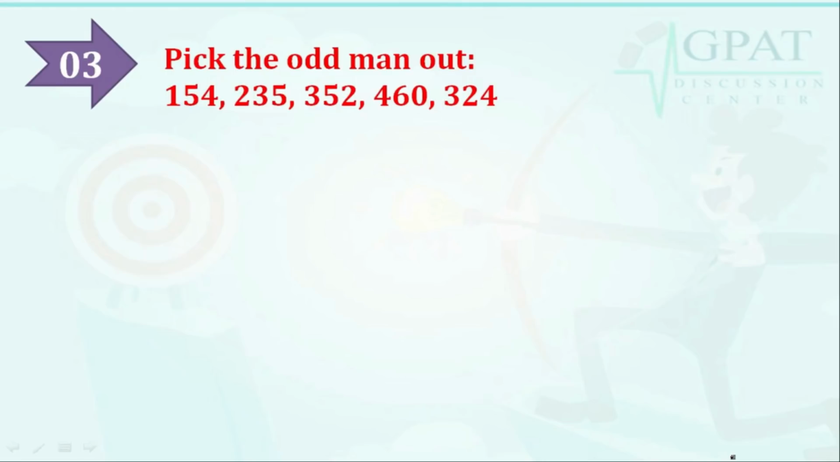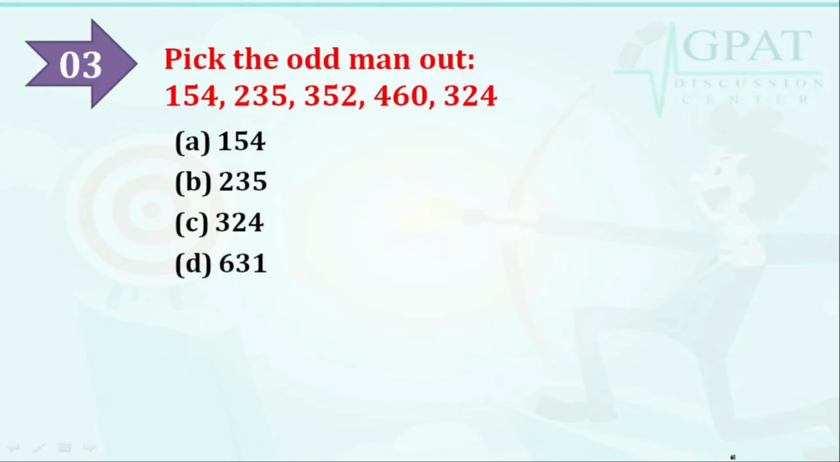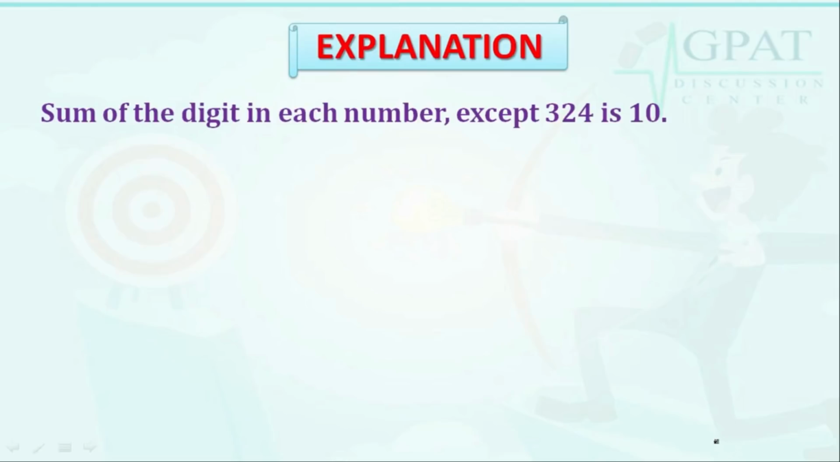pick the odd man out. There is a series of numbers: 154, 235, 352, 460 or 324. So we have to pick the odd number, and the options are option A 154, option B 235, option C 324, option D 631. So which is the odd number? We have to find out the correct answer. The correct answer is 324. It is the odd one. How is it the odd one? Let's discuss that the sum of digits in each number except 324 is 10.